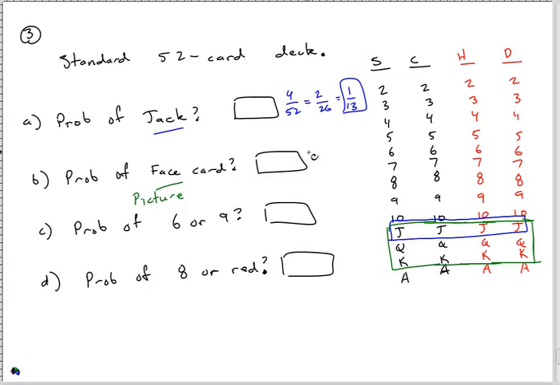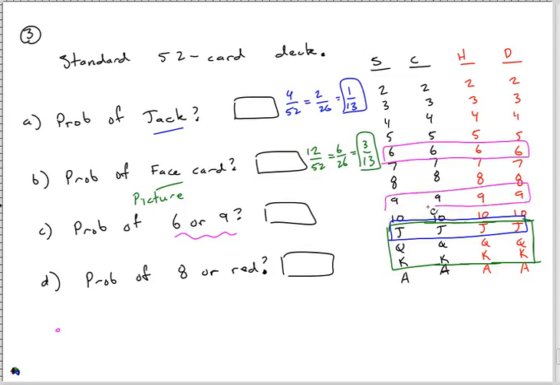Well, there's 12 selected out of 52. And you can start reducing this down. That would be 6 out of 26 and 3 out of 13. Okay. Cool. Let's use another color. So 6 or 9. So I'm going to do all my 6s, all my 9s. How many did I select? I selected 8 out of 52. That's 4 out of 26 or 2 out of 13.